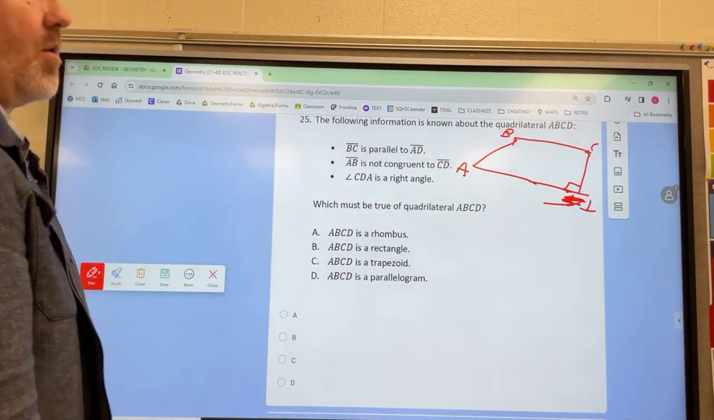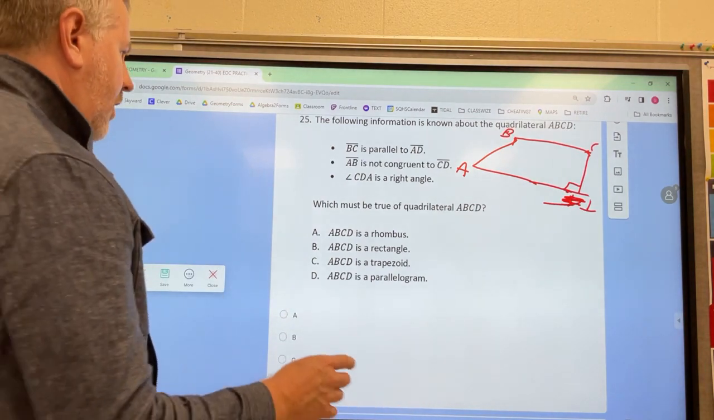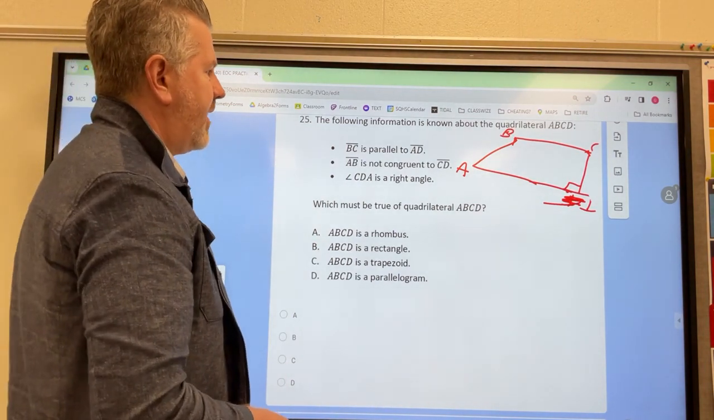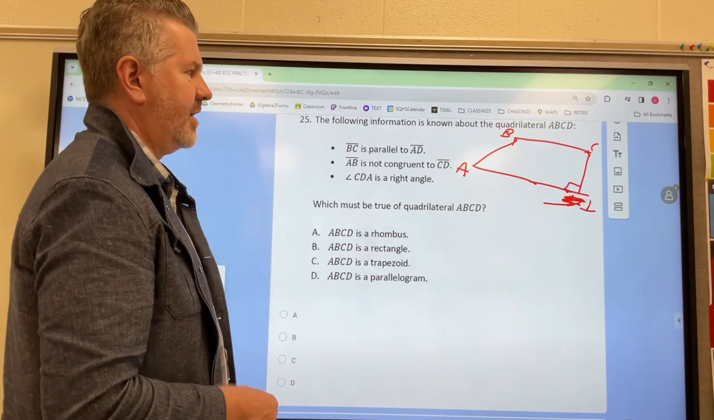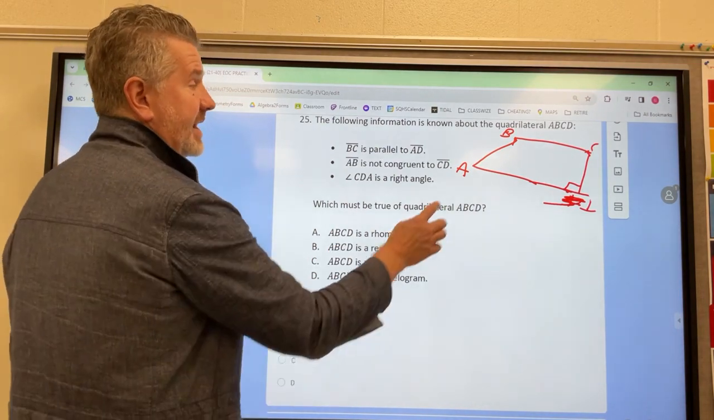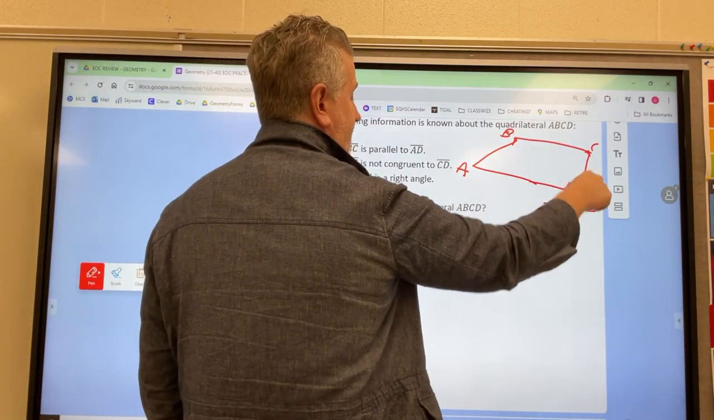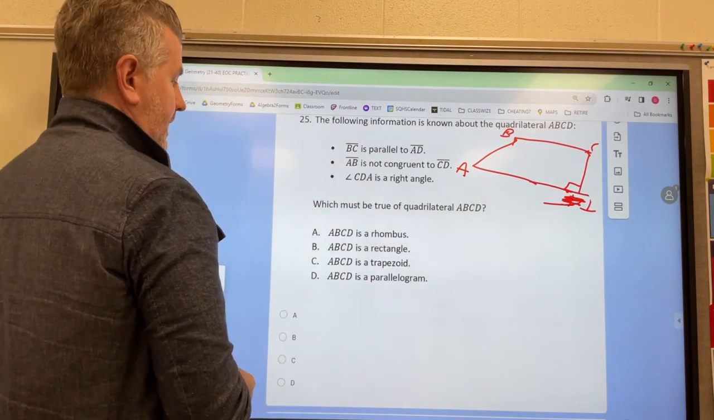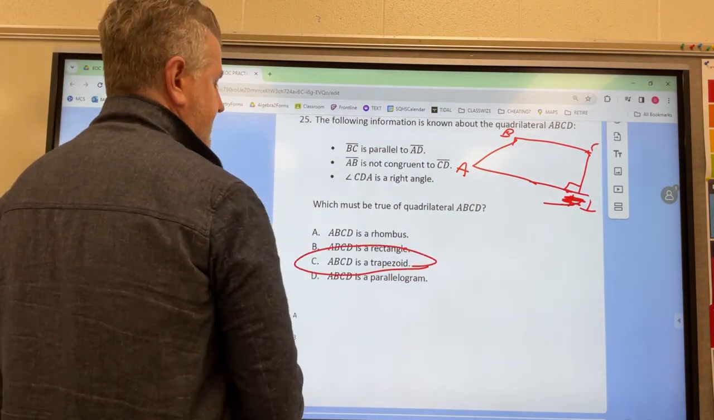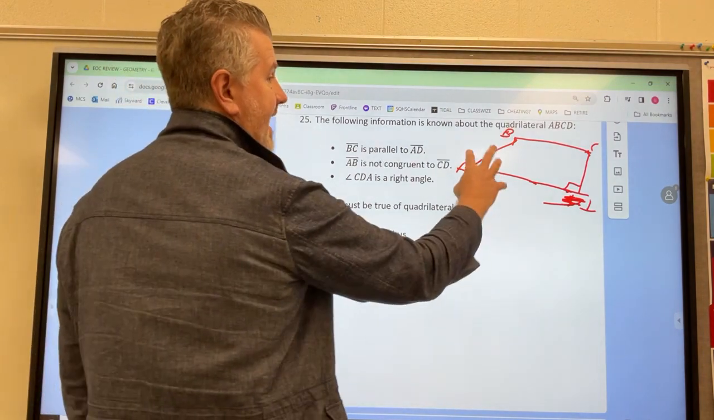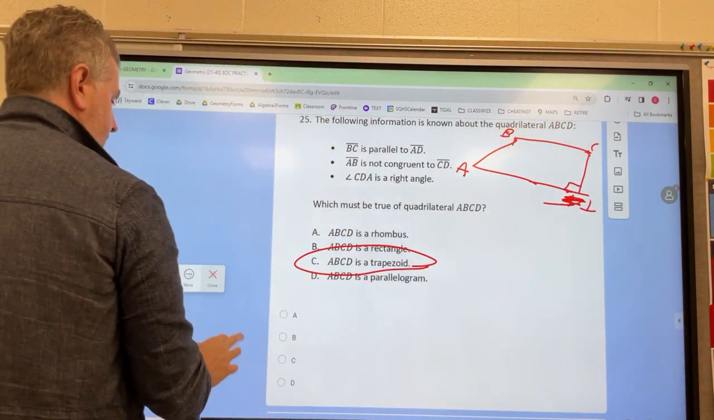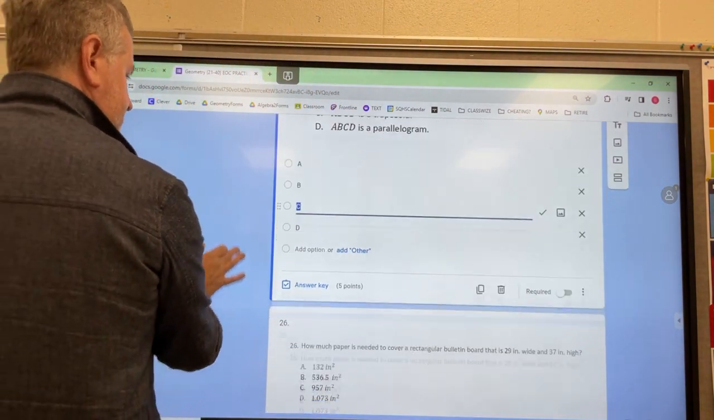Is it a rhombus? No, a rhombus has all four sides equal. Is it a rectangle? No, a rectangle has all four right angles, and there's no reason to assume that it does. Matter of fact, it definitely isn't, because these would be equal. Is it a trapezoid? Yes, I would call it a trapezoid. Is it a parallelogram? No, parallelograms have opposite sides equal. So we're going to call that a trapezoid, C.